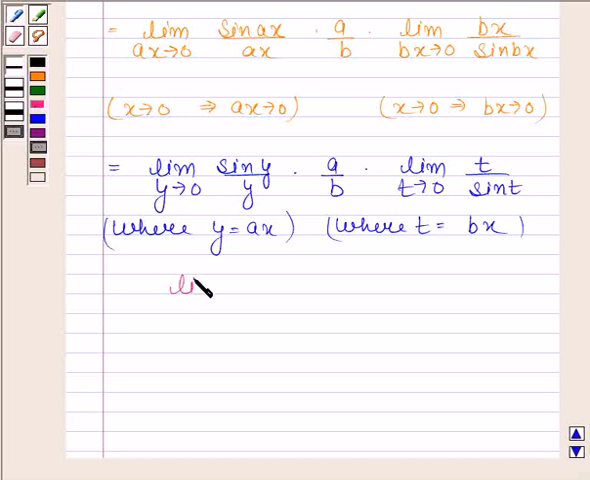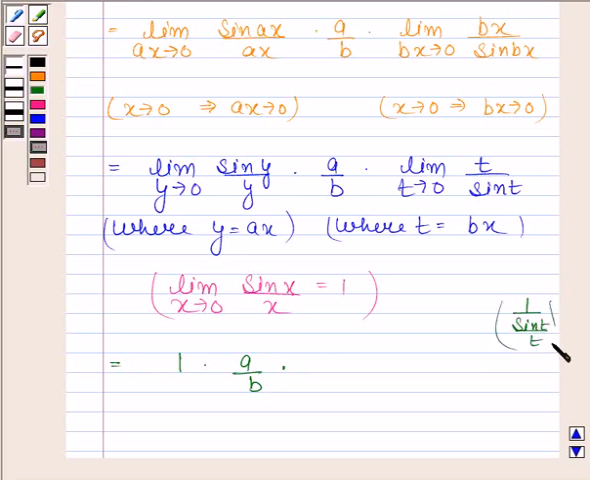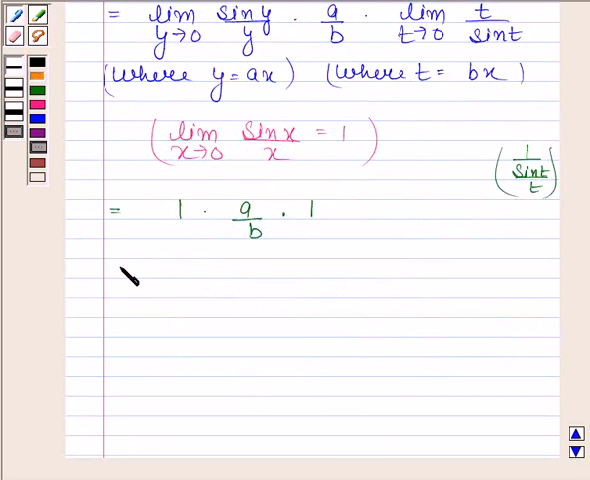Now the key idea, we know that limit x tends to 0 sine x by x is 1. So this means limit sine y by y as y tends to 0 is also 1. So we have 1 into a by b into, now this can be written as 1 by sine t by t, and we know that limit of sine t by t as t tends to 0 is also 1. So limit of this is also equal to 1. So this is equal to a by b. Hence, our required answer is a by b.